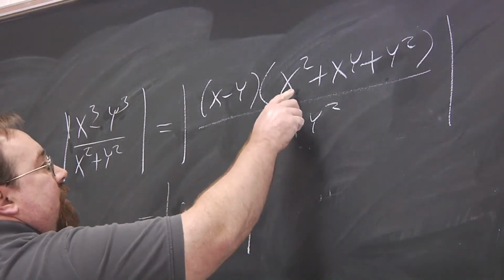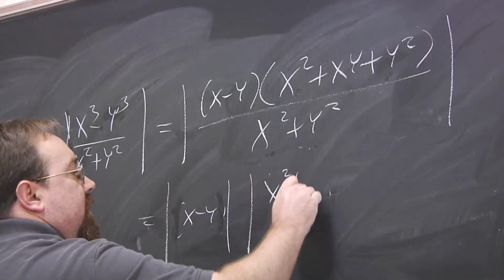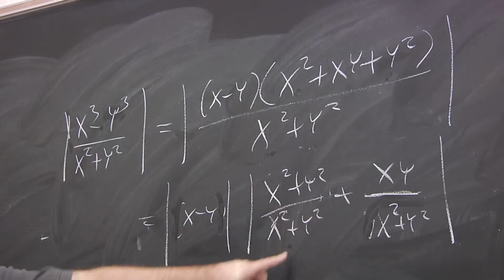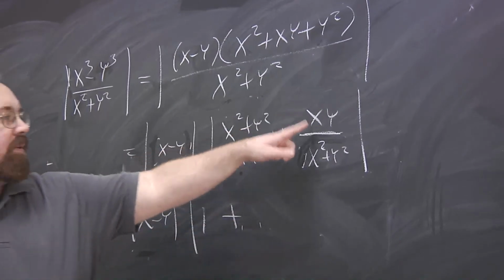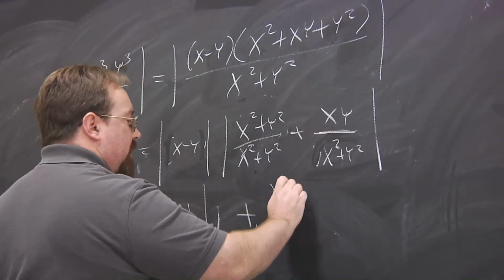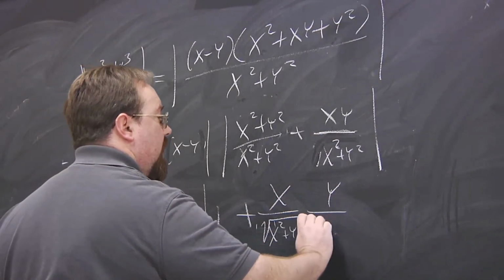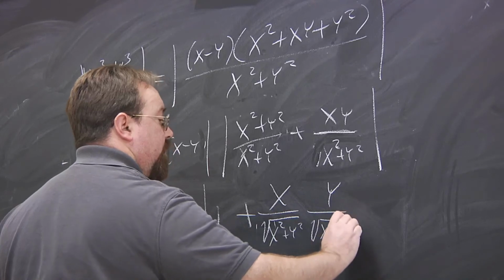So now we have (x squared plus y squared) over (x squared plus y squared). Let me break this down a bit into two fractions. So this is just 1. And then I'm going to break this up into a product so we can see how to bound it. So we can write x over the square root of x squared plus y squared, and then times y over the square root of x squared plus y squared.